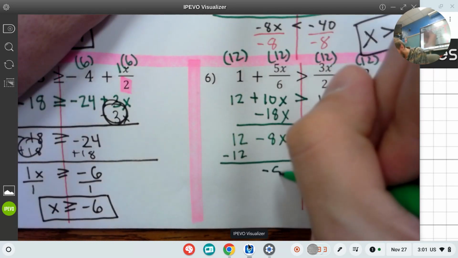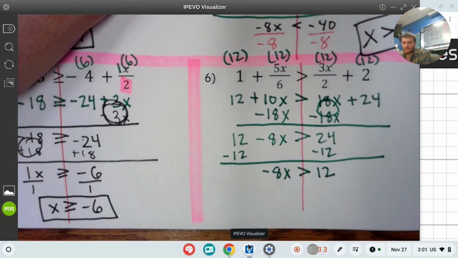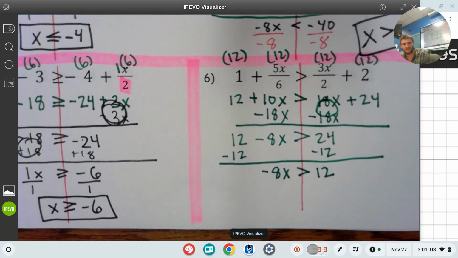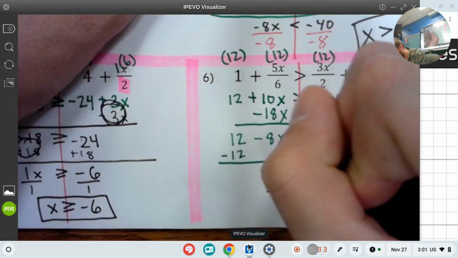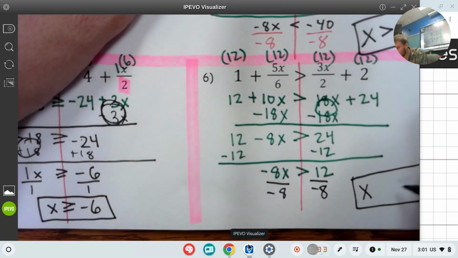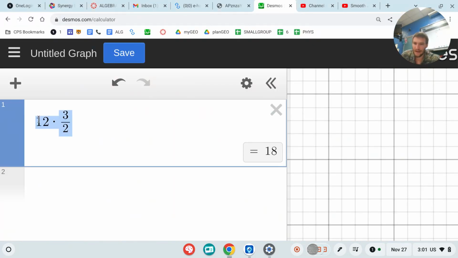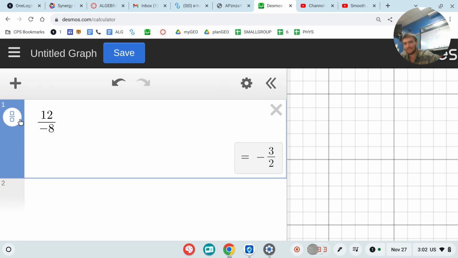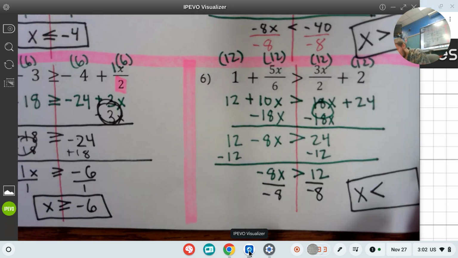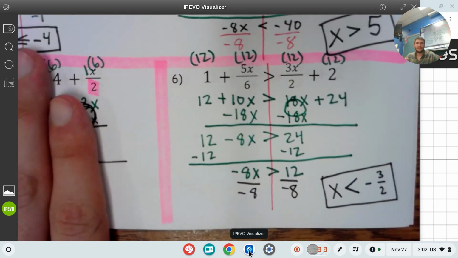And if you were working ahead of me, which is good, and you're getting this far, you're probably noticing, right? Divide by negative 8. Are we going to have to flip the sign? Yes, we divided by a negative, and I don't think 12 divides by 8. Let's see, 12 divided by negative 8. It says decimal, hit the fraction button, and you get negative 3 divided by 2. So yes, it is a decimal. Negative 3 divided by 2.